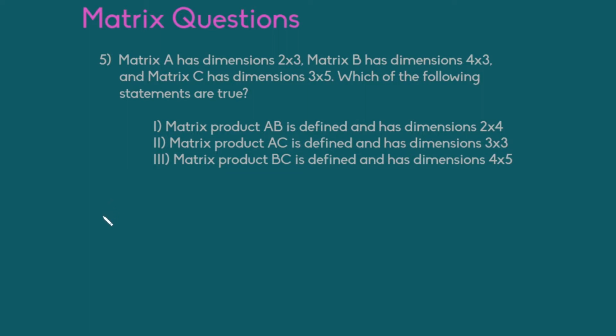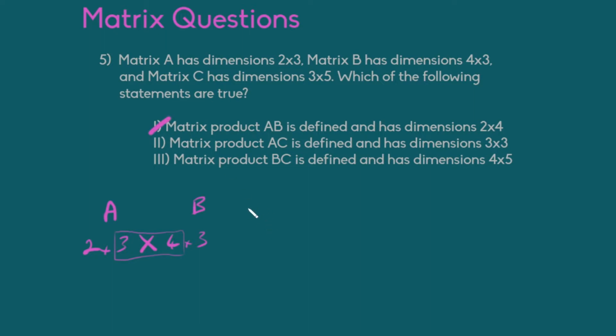What you want to do here is to compare the number of rows and columns in each matrix. So I would put them next to each other. I would say matrix A is a 2 by 3, matrix B is a 4 by 3. So is the matrix product AB going to work? Well, it's the inside numbers that would have to be the same. And here we have 3 and 4, they're not the same. And so AB is undefined, and therefore statement 1 is not true.